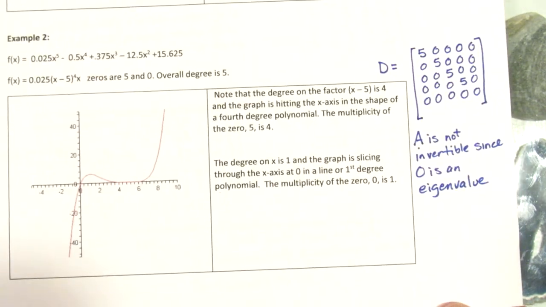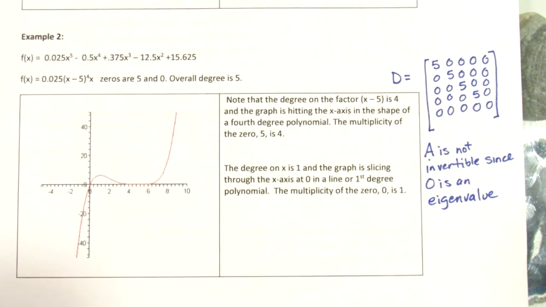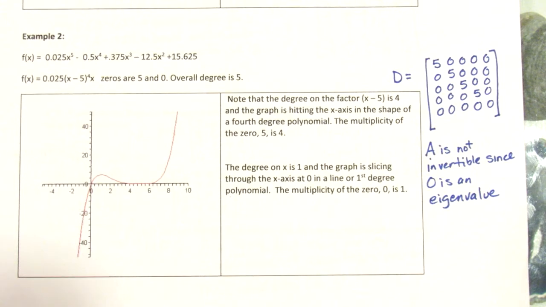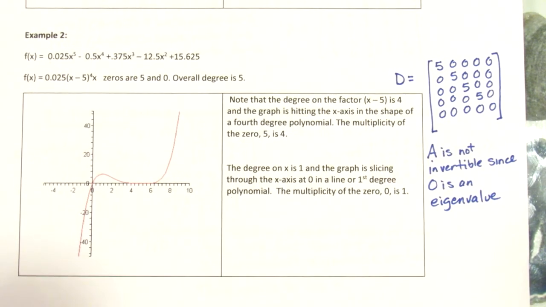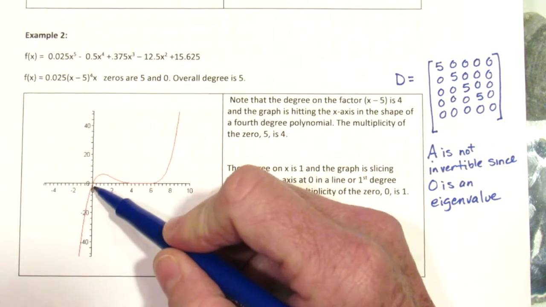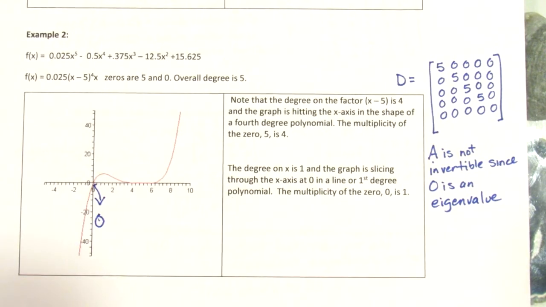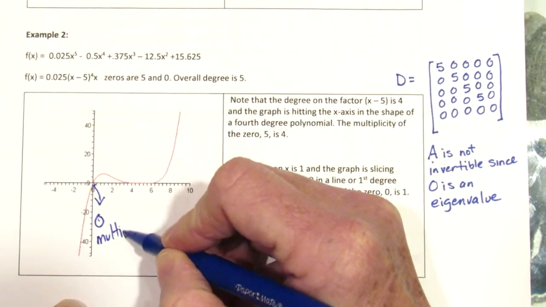Another example here. Here I've got another polynomial. If we made the assumption that this polynomial was the characteristic equation of some matrix, and we knew that that matrix happened to be diagonalizable, remember, not all matrices are diagonalizable, but if they are, then the characteristic equation zeros tell me the eigenvalues, and that tells me what the diagonal matrix is. So notice 0 is a zero of this polynomial, and the graph just slices through like a line. So that means that 0 has multiplicity 1.